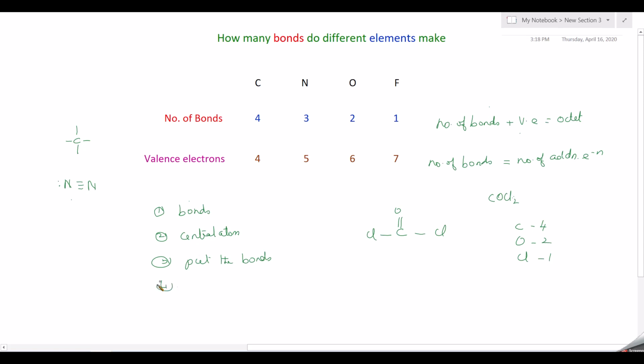Now the fourth point is, you have to check the octet for each element. If it is not satisfied, then you write lone pairs to satisfy 8 electrons for each atom. So when you take chlorine, it has 2. The remaining 6 electrons you have to draw. Oxygen has 4, because you have 2 bonds, so the remaining 4 electrons. Chlorine here has only 2, so the remaining 6 electrons you have to write as lone pairs. So these are the 3 lone pairs you have to draw so that it can get the octet structure. So this is the Lewis dot structure for COCl2.